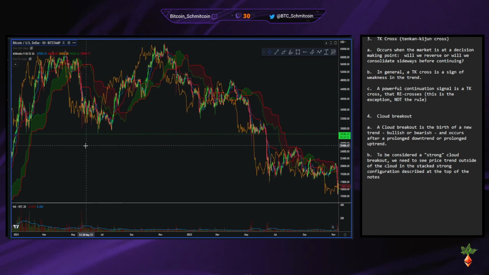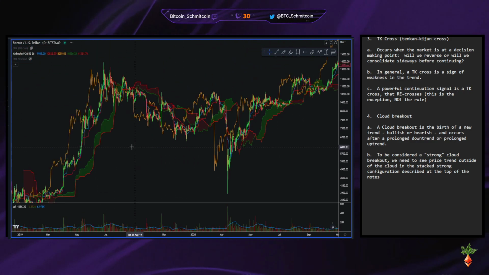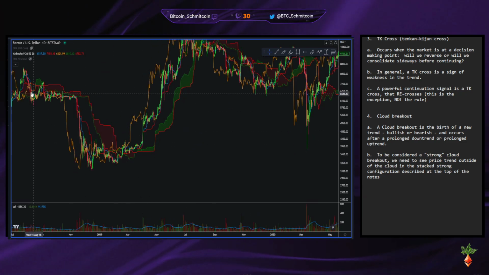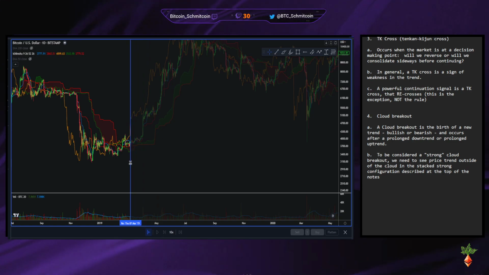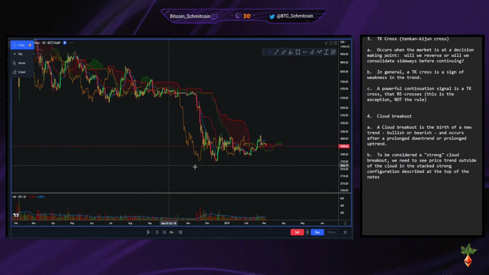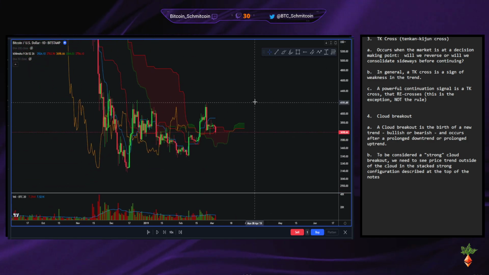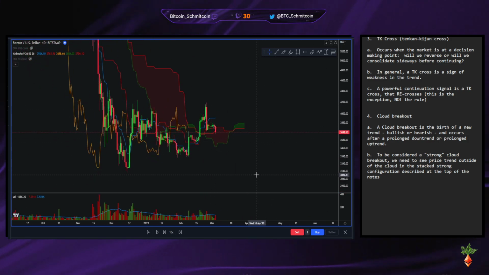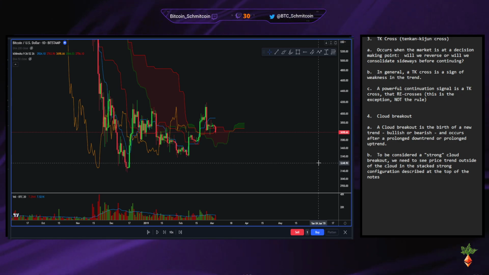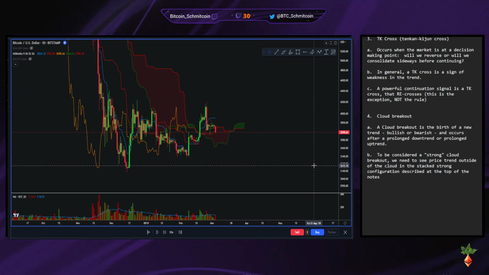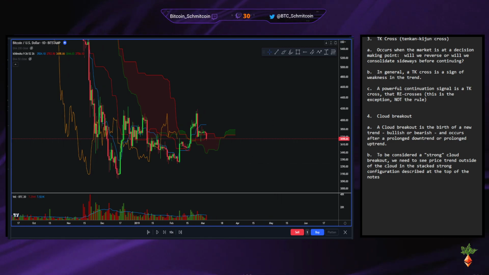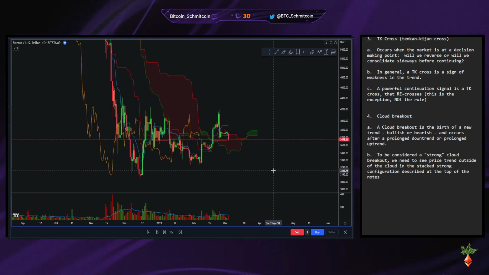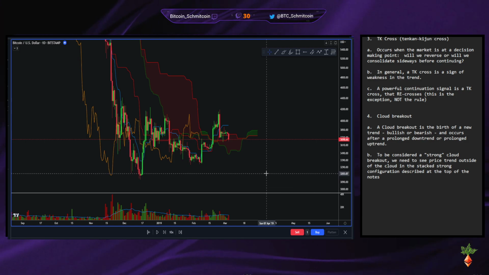So a cloud breakout would look something like this. Let's see if I can find one. Here, let's go back in time. We're time travelers now. Quick question for you guys: is this current configuration considered a cloud breakout? This is where you type yes or no, or give your answer as to why you feel that way. While you do that, I'm going to drink some water.